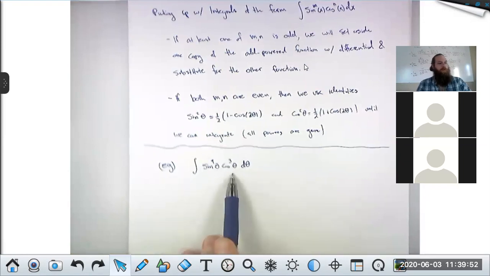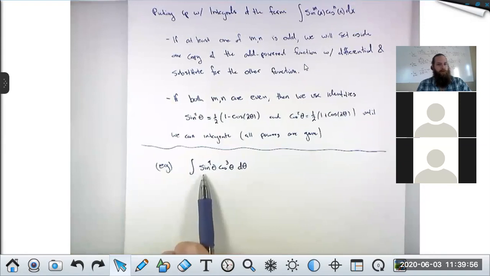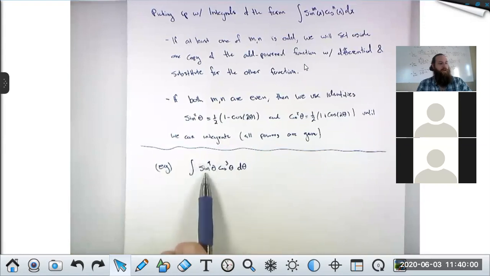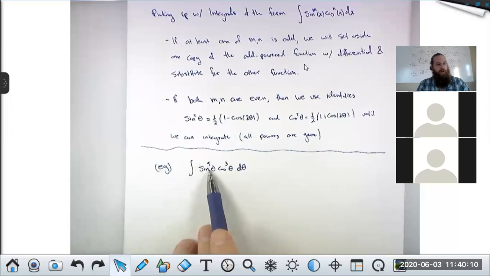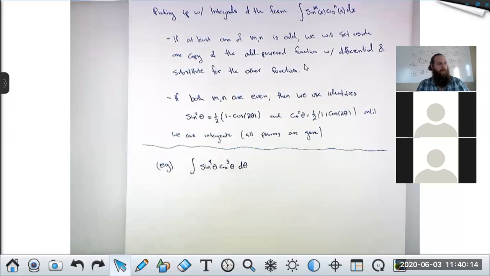If my goal was to substitute for cosine theta, then I would set aside a copy of sine, because the derivative of cosine is negative sine. If my goal was to substitute for sine theta, then I would set aside a copy of cosine. In either case, once I've set aside a copy, the power that's left will be even. Either I'll have sine to the 8 theta here, or if I set aside the cosine, I would have cos squared theta there. And those will be things I could rewrite in terms of the other function for my substitution.